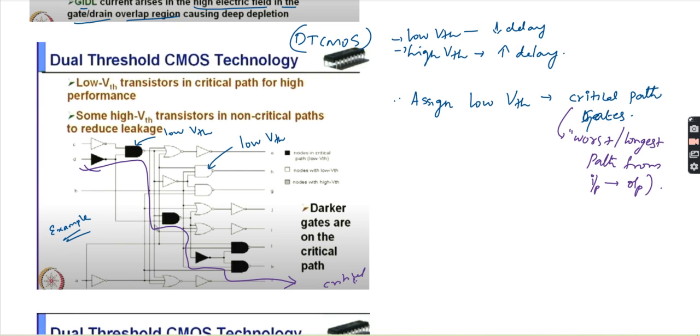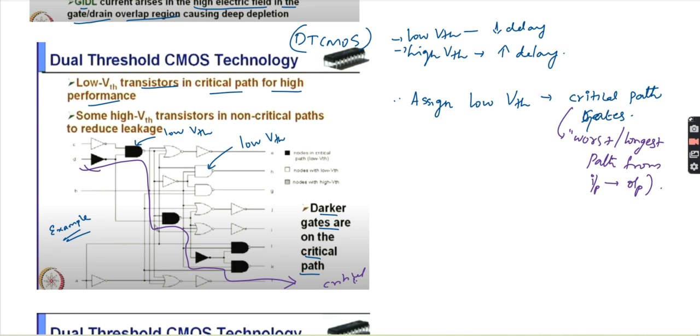Nodes in the critical path should be low VTH, because the low VTH transistors in a critical path give higher performance. That is why I said all low VTH transistors are in the critical path, because the rest of the things will be fine. Only these darker gates are the critical path, which will take much time. So we need to use the low threshold voltage for that.